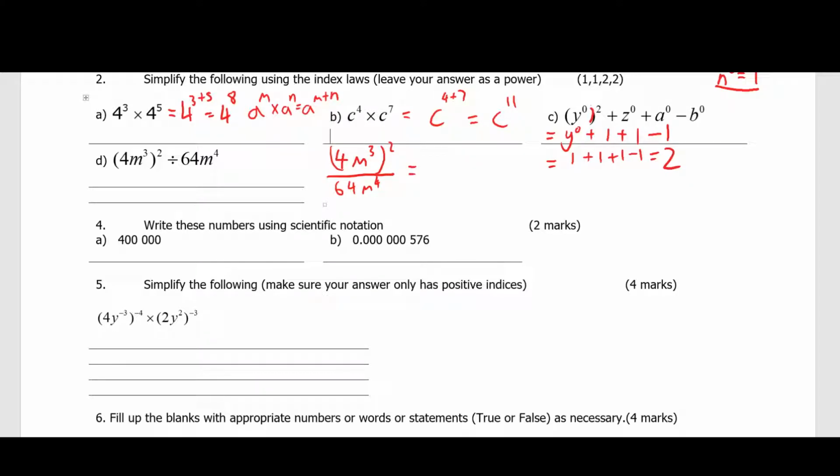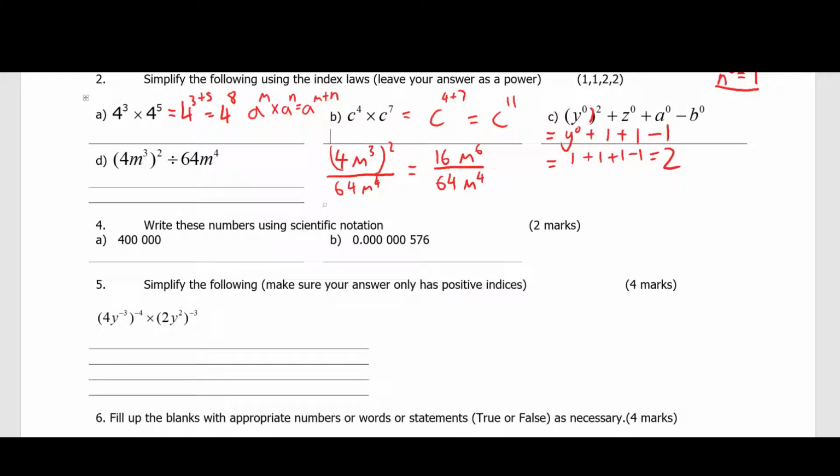And 4 squared. 4 squared is 16. M to the power of 3, all to the power of 2. That's 3 times 2 is 6. M to the power of 6 over 64 m to the power of 4.